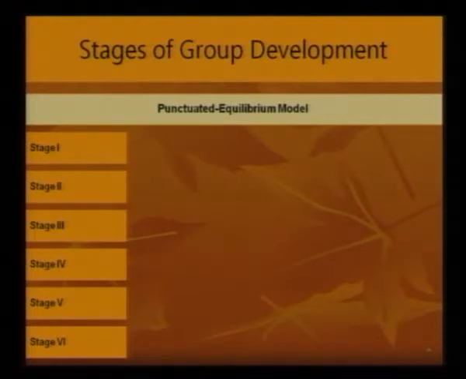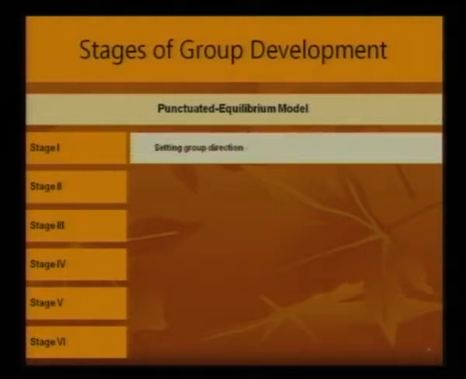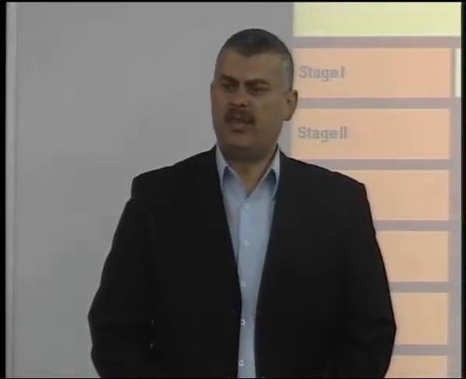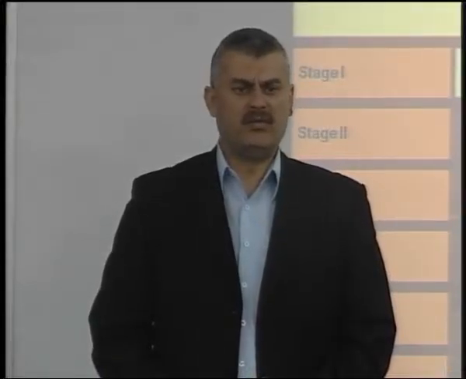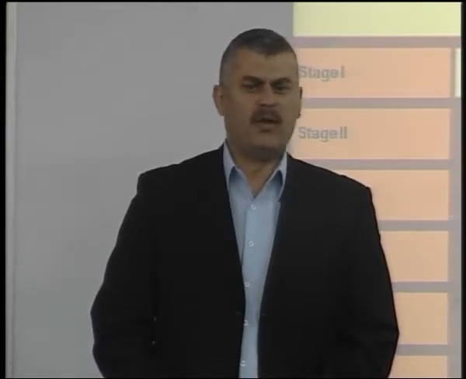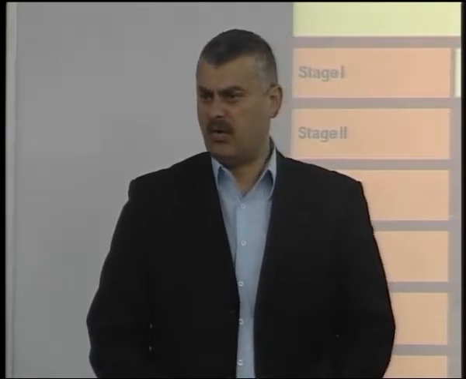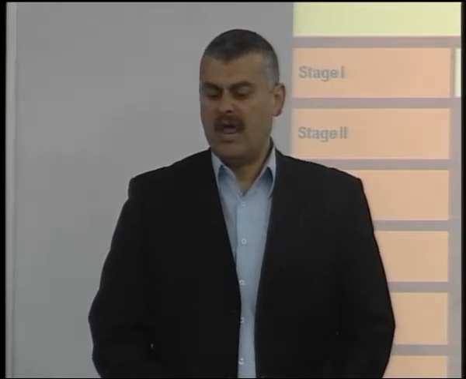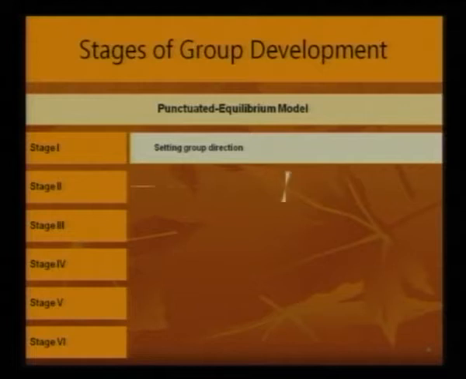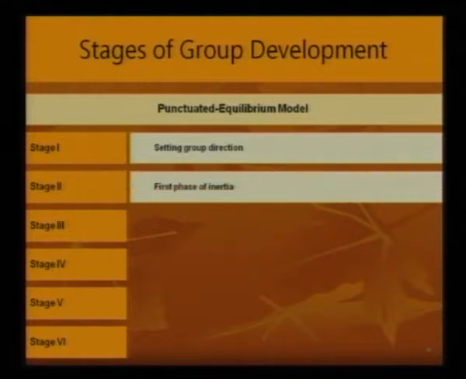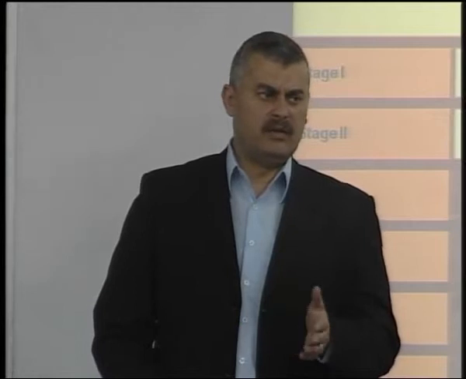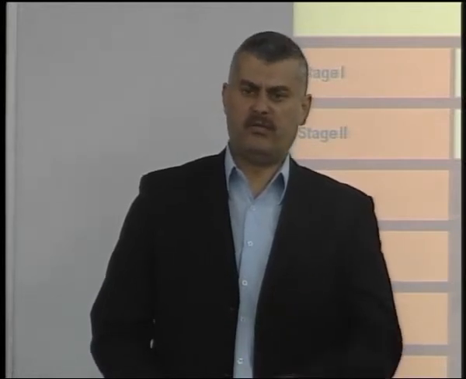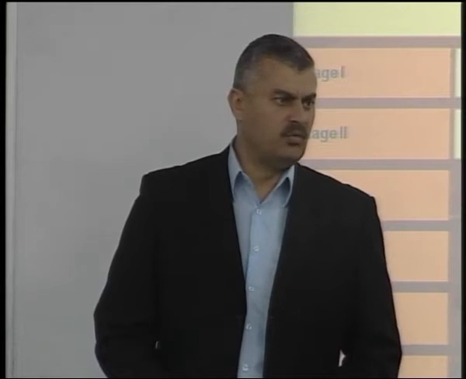Now, at the first stage, usually the groups are identifying the group direction or setting the group direction. Here we are talking about agreeing on the purpose, what the main objectives are, what the group should accomplish at the end of the work or task, and so on. After that, usually groups go into the first phase of inertia. When you talk about the first phase, it means, of course, that there is a second phase. Here we are talking about 2 phases.